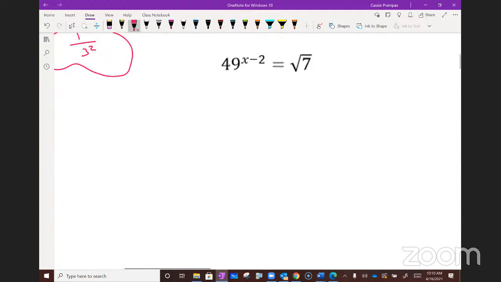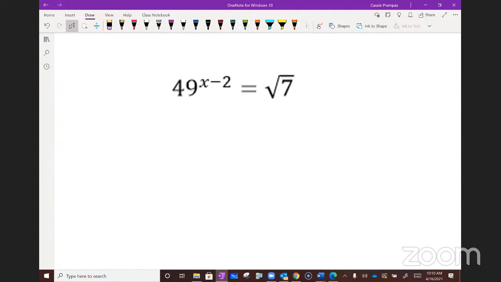All right, let's try another one. Again, the goal is going to be to try to get both of those numbers written as just the same value to a power. So if I look at 49 and I look at the square root of 7, well, let's start with the right side of the equation. How could I write the square root of 7 as just 7 to a power? 7 to the 1/2. Yeah, 7 to the 1/2. You guys know that square root's the same as the 1/2 power. Now, how could I rewrite 49 as 7 to a power? 7 squared, good. So I'm literally going to replace it like that.